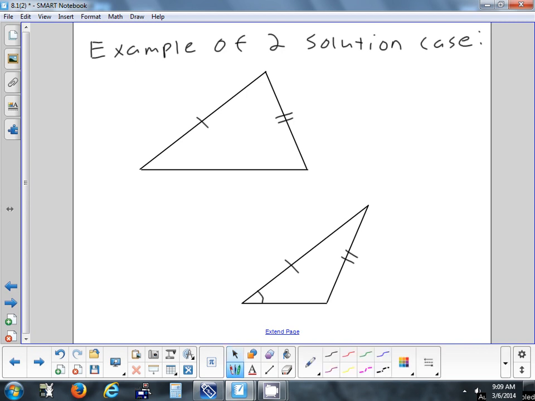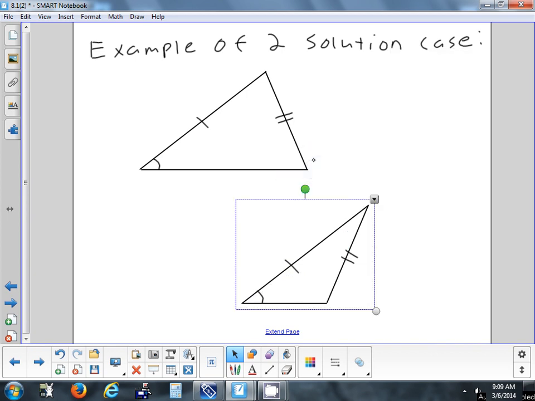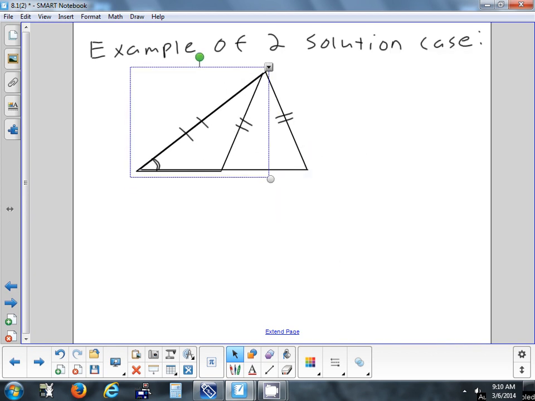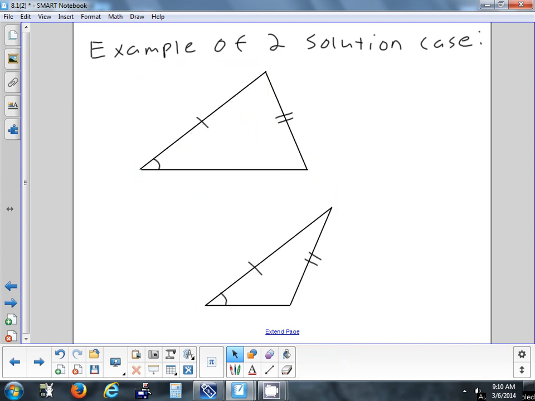Okay. So that angle is exactly the same as that angle. If you wanted to double check it, you could slide it over the figure and see. Those 2 angles are identical, and the 2 sides I marked are identical. So there's 2 different triangles, but they have 2 sides and an angle in common. So visually, that's how you get 2 different solutions.